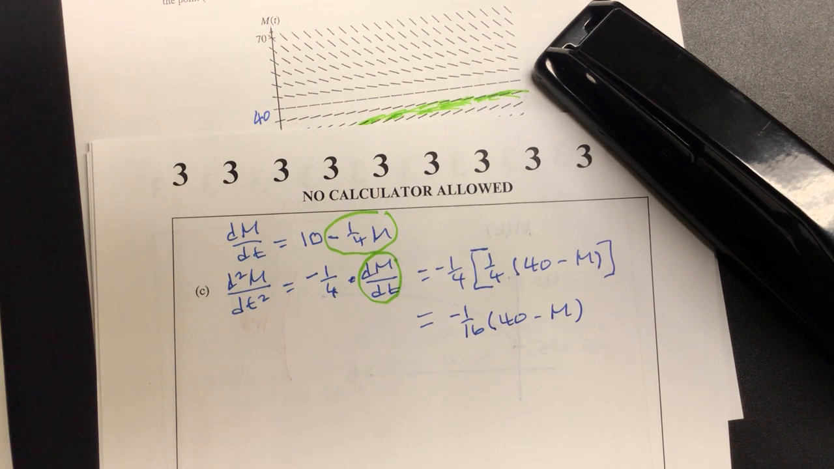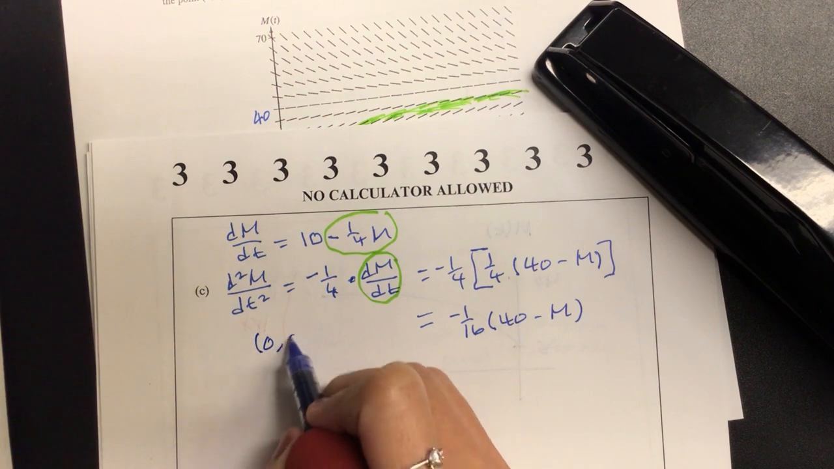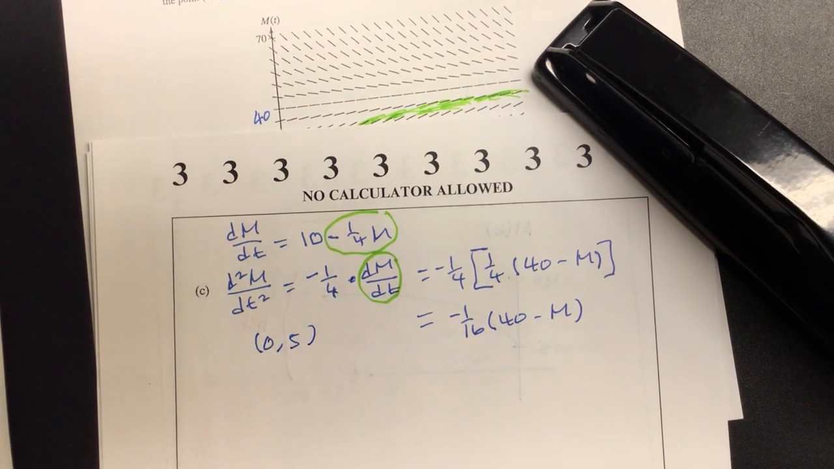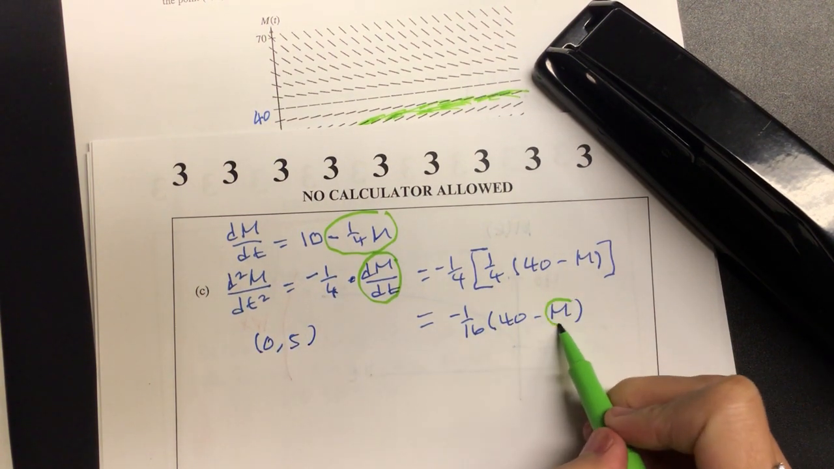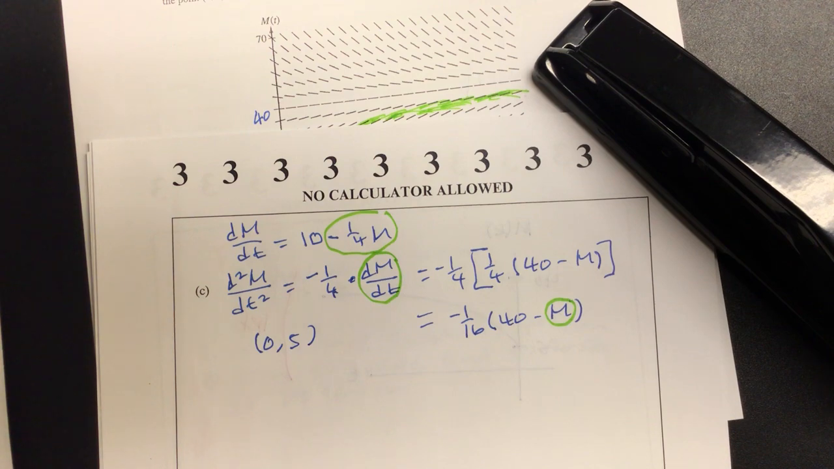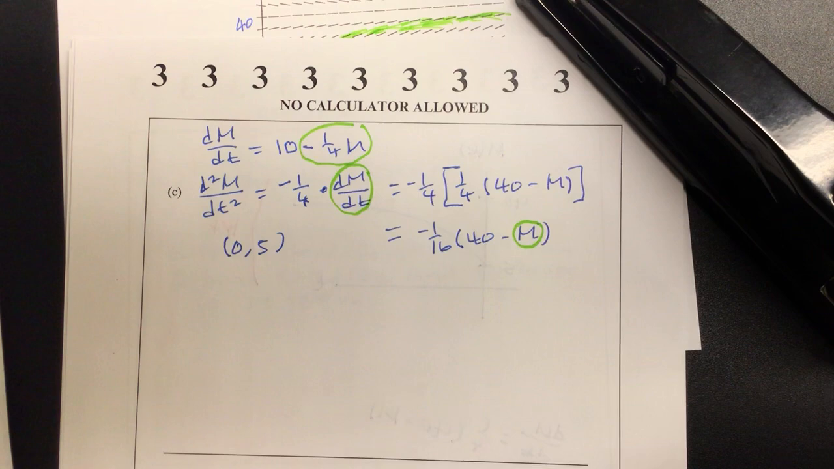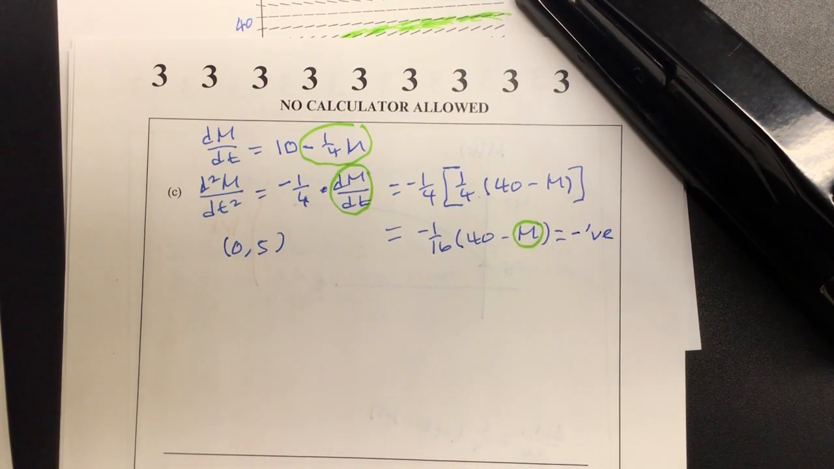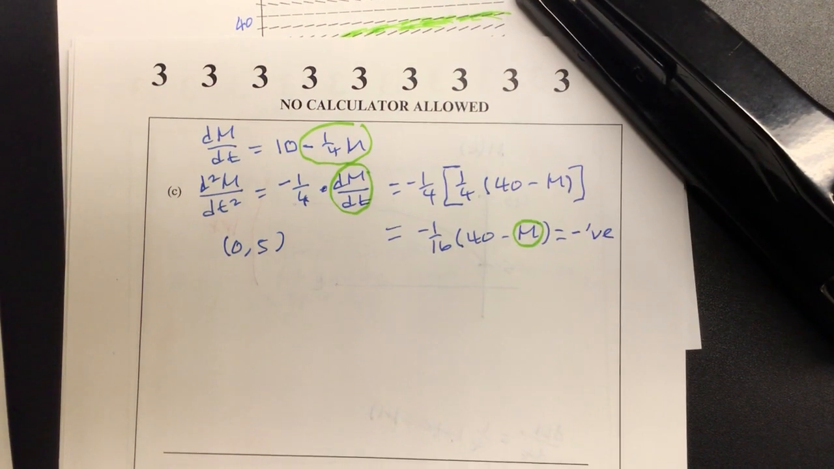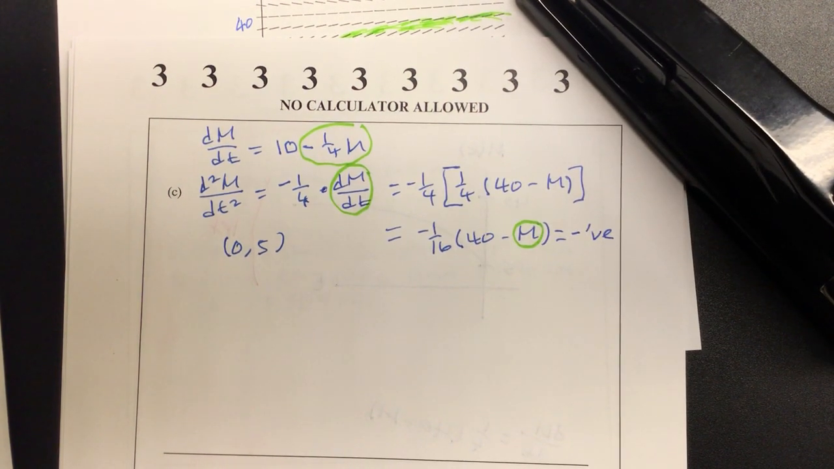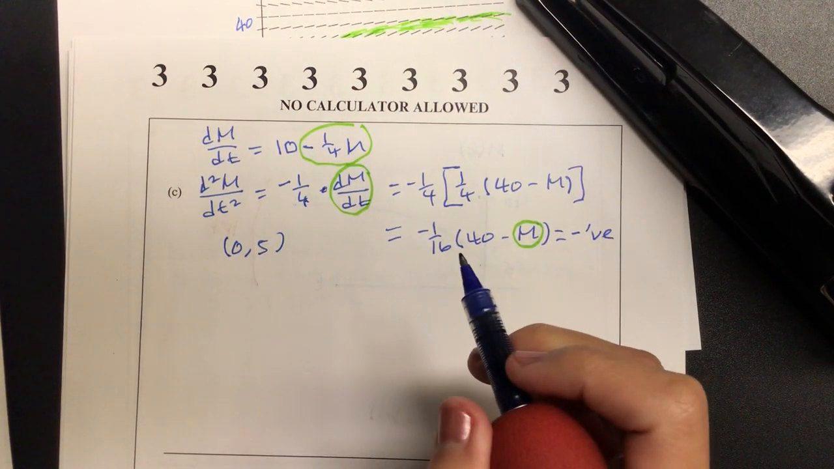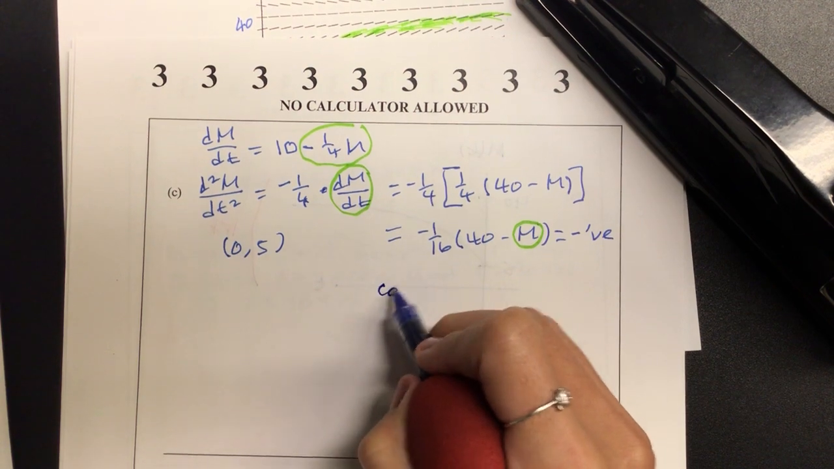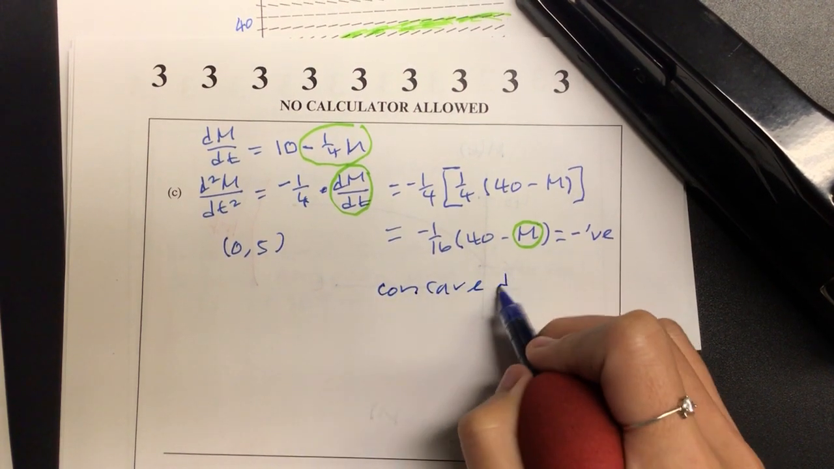So what is my m at t equals 0? 5. So if I plug in the m right here, that's going to give me 35 inside the parentheses, correct? And then if I multiply by a negative, what do I get? It is a negative number. All I care about is whether it's a positive or a negative number. That gives me concavity. So let's write on here, this means it's concave up or down. So concave down.